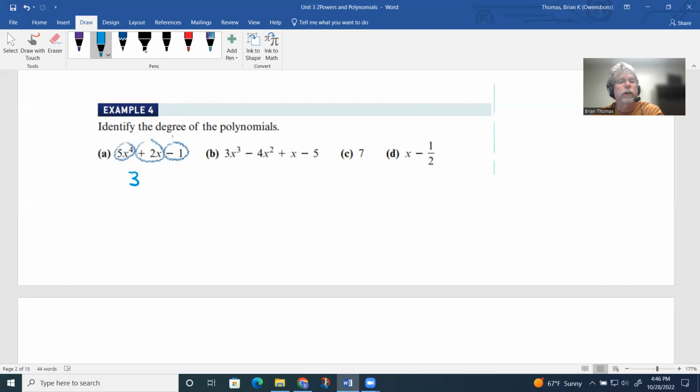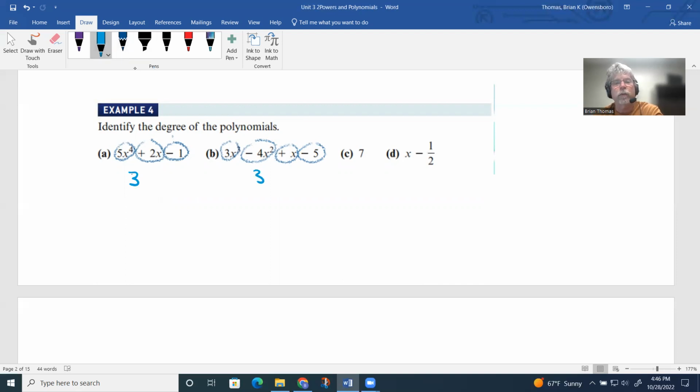If I look at this one here, we have 3x cubed, we have -4x squared, we have a positive x, and a -5. So we have a 3, 2, 1, 0. So notice that leading term, the front term, that is going to be our degree. That's going to be a degree 3.